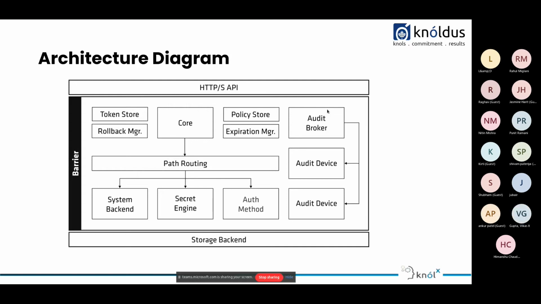Coming up to the audit brokers and audit devices. These are basically the audit logging. They track each request and the secrets and responses going in and out of the Vault. So they track everything. Let's say someone has deleted a secret from the Vault, accidentally or maybe intentionally, we can easily track them using the audit brokers, audit logging and audit devices.